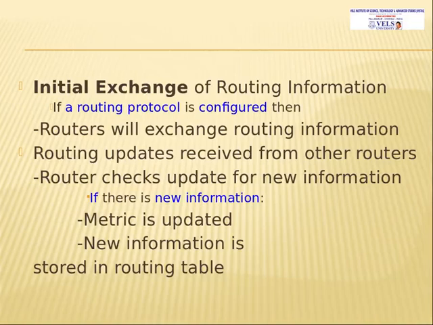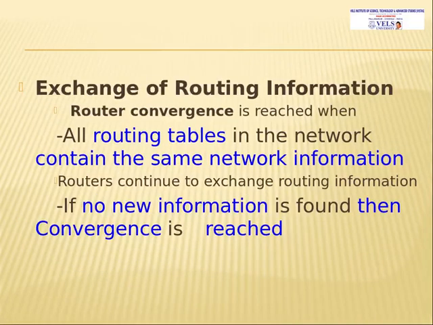in a routing table. So in the initial phase, the routing table just adds whatever networks are directly connected to it, and second, if there is any change, that is also updated in the routing table. Next is the exchange of routing information. When all the routing tables in the network contain the same network information, then convergence is reached. So that's all, the routing table update is finalized.